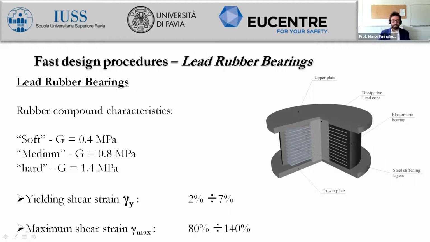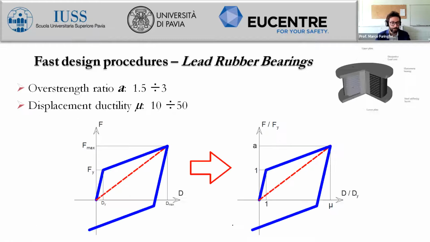We are talking about yielding because the lead rubber bearing is a rubber bearing with an additional contribution, which is provided by the lead core. And the lead core provides a much higher energy dissipation capability, and actually the overall behavior of this device can be modeled through an elastoplastic model without any hysteretic rule. So let's go through all these steps.